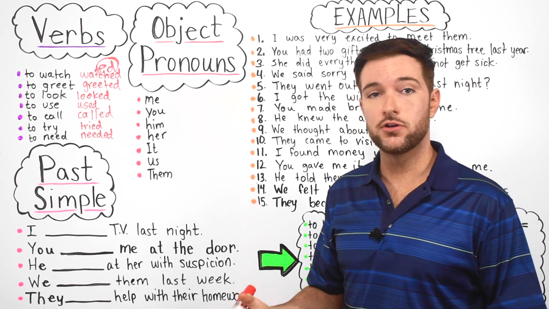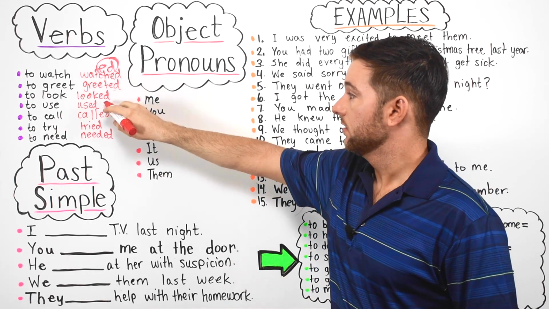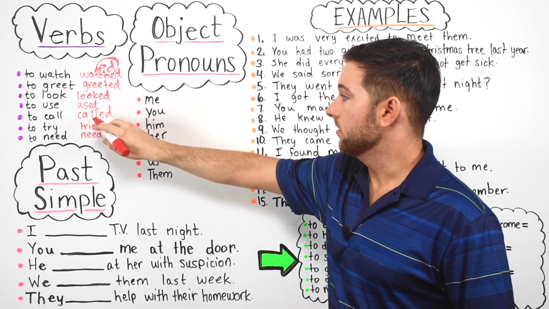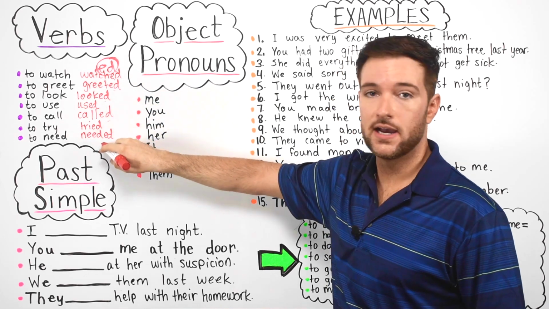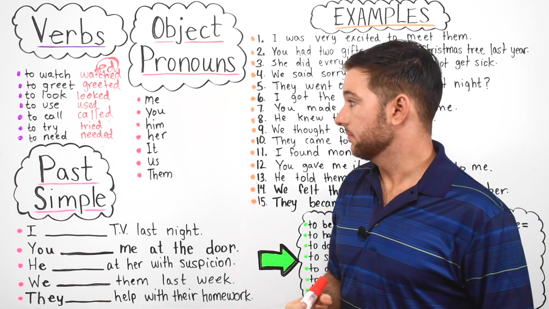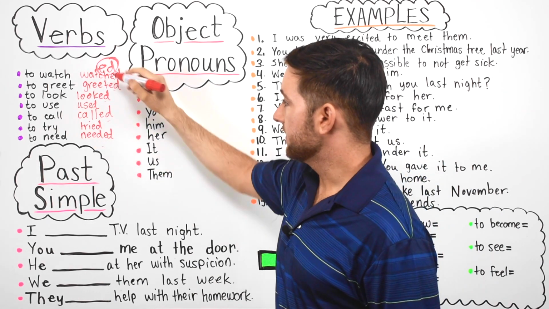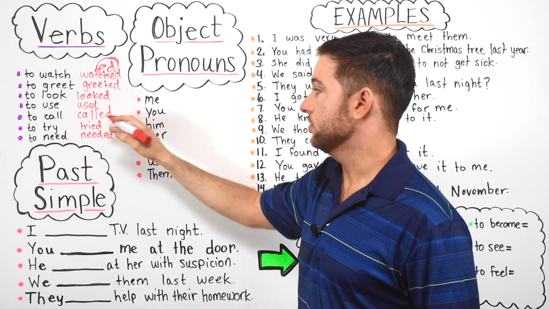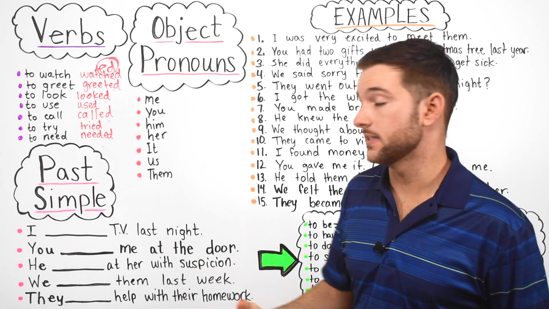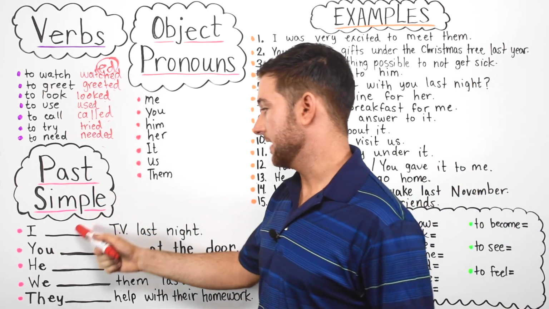Si l'on ajoute ed à la fin de ces verbes, like right here, à la fin, ed, watched, greeted, looked, used, called, tried, and then needed, okay? On obtient le prétérit, okay? C'est-à-dire le passé du verbe. So, ça c'est le passé, watched, greeted, looked, used, called, tried, and then needed, okay? So, examinons quelques exemples ici, okay, with the past simple.